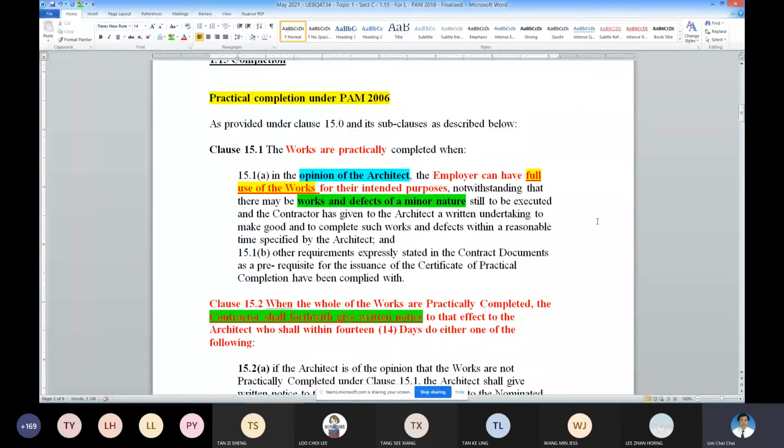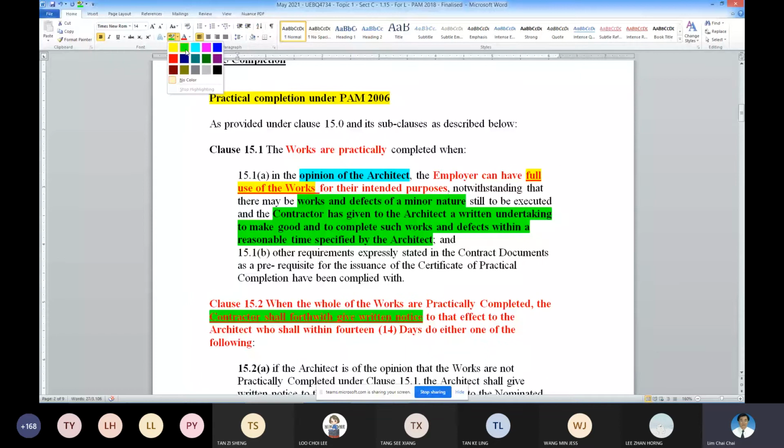Okay, so if it is a minor defect, then the architect can give a certificate of completion, but there is an undertaking by the contractor to get it done within a certain time frame. So this one, I call it the first defect list to be attached to the CPC.